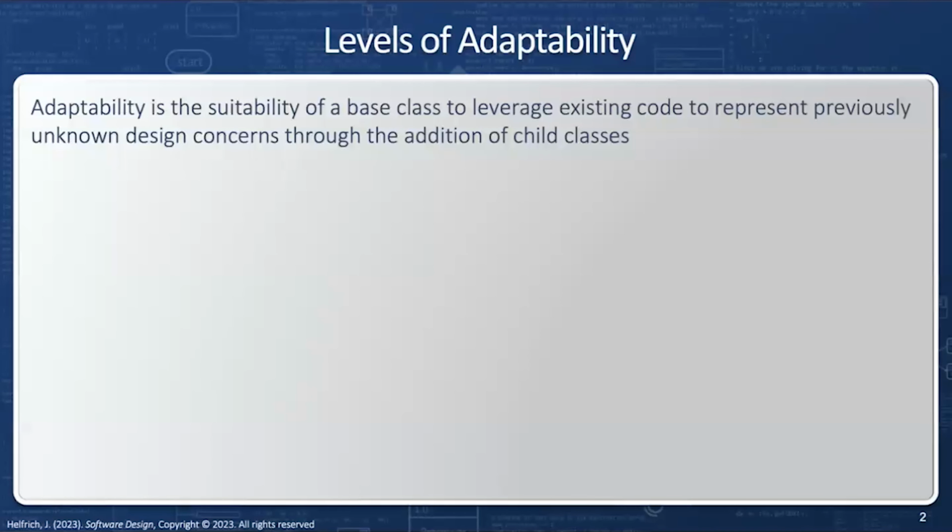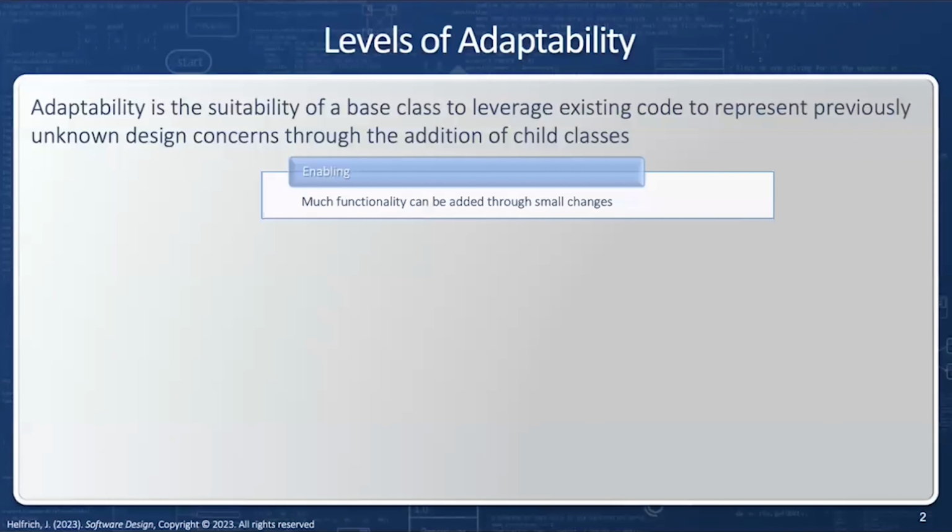Adaptability is defined as the suitability of a base class to leverage existing code to represent previously unknown design concerns through the addition of child classes. Now we have several different levels of adaptability. The first one is enabling, and this is the most desirable.